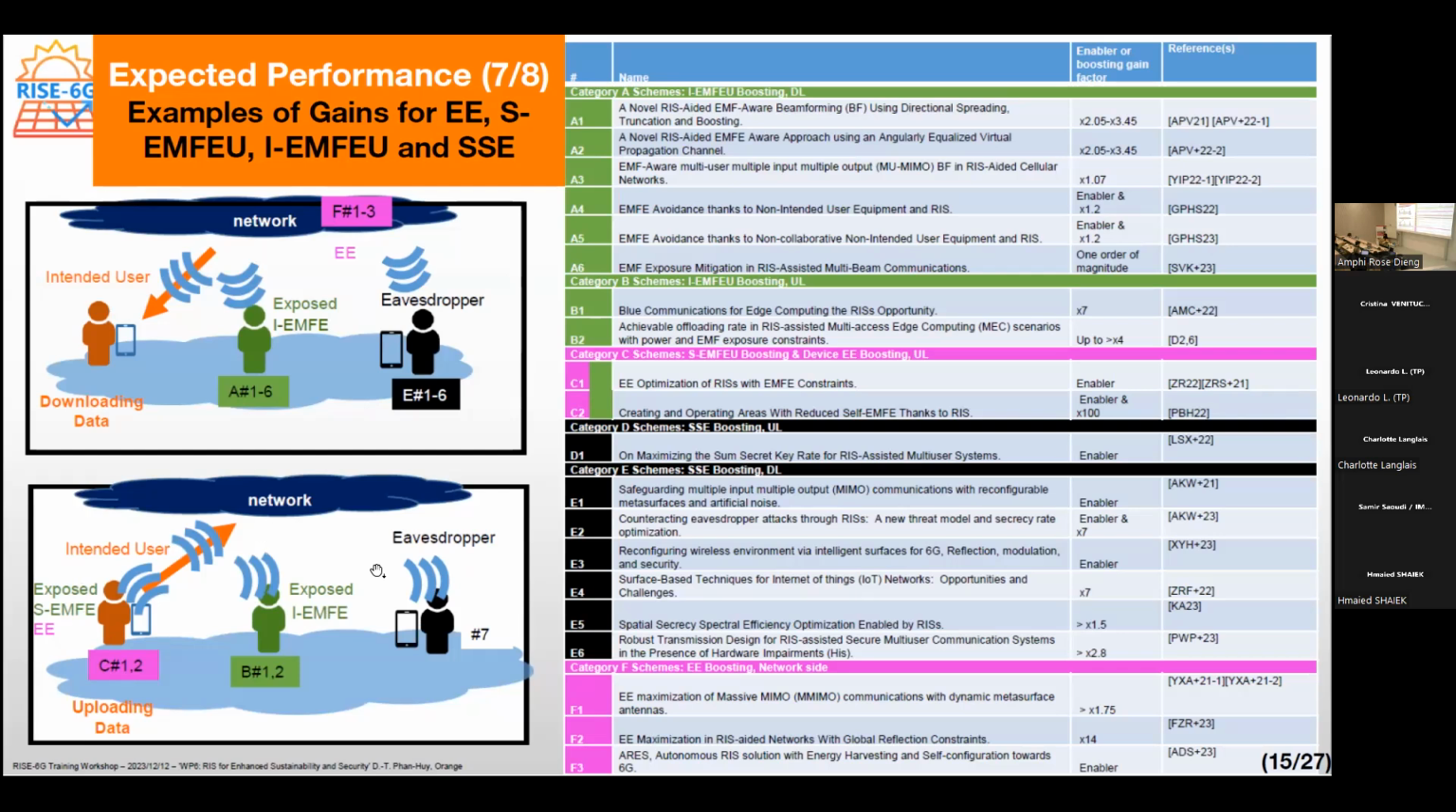And if you look at the numbers, when it says enabler, it means that we had an infinite gain, that we had no service before, and thanks to RIS, we managed to get it. And you can see huge numbers, factor of 2, factor of 7, more than 4, 100, 7, 7, 10, etc. Be very careful.